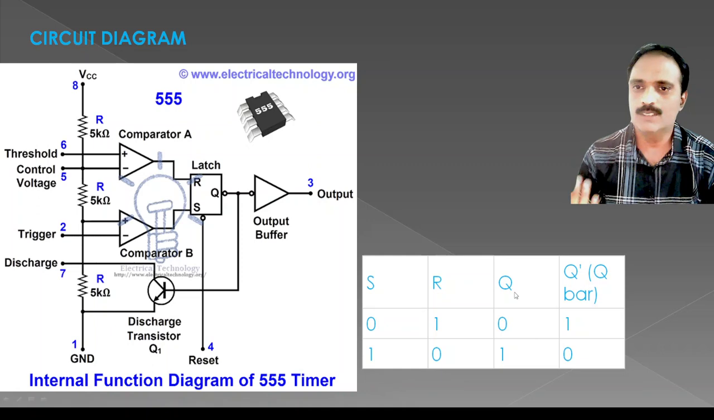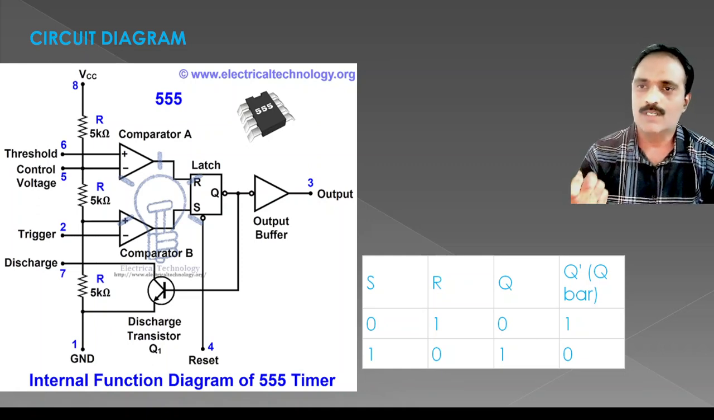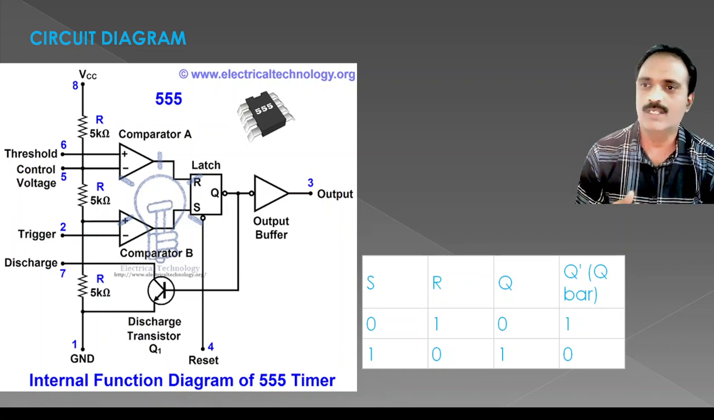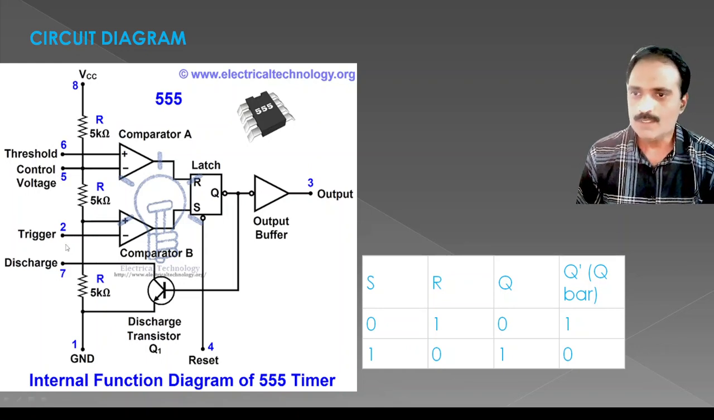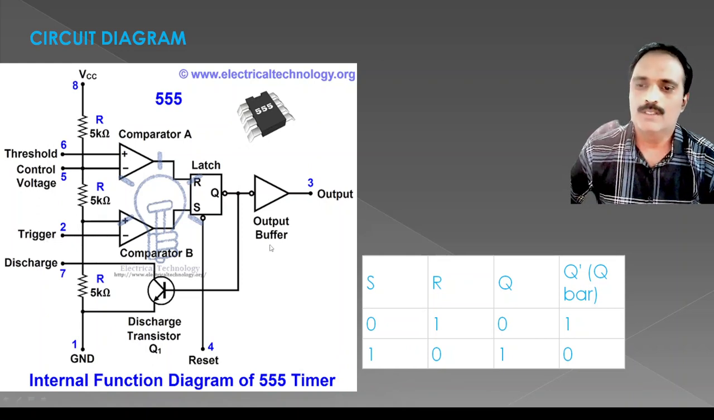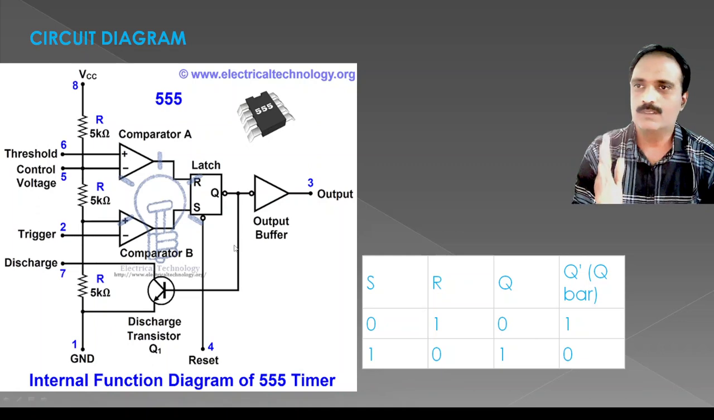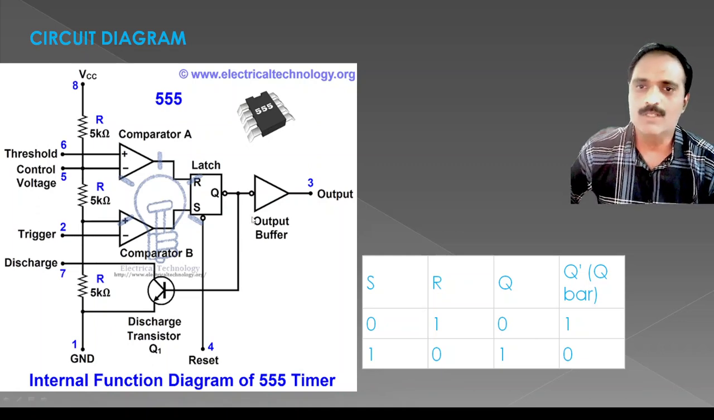So that is nothing but a signal. 1 for some time and 0 for some time, and the duration for which it remains in on state or off state depends upon the trigger voltage and these control voltages. So that's how this timer is going to work.